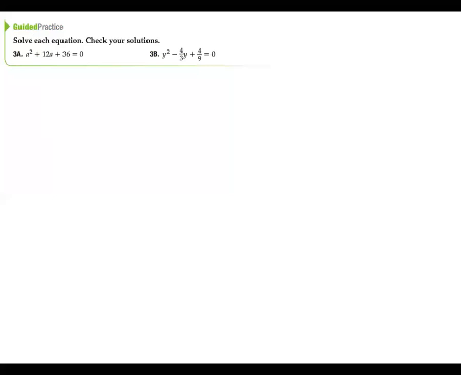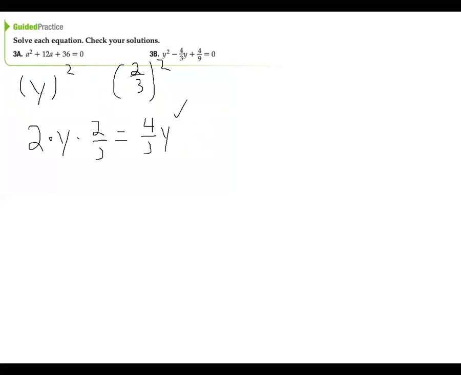All right, next one. Y squared can be thought of as y squared. 4/9 can be thought of as 2/3 squared. If I do 2 times y times 2/3, you end up with 4/3 y, which is the middle term. But since the middle term is negative, I know it's going to be the square of a difference. So it's going to be y minus 2/3 squared equals 0.